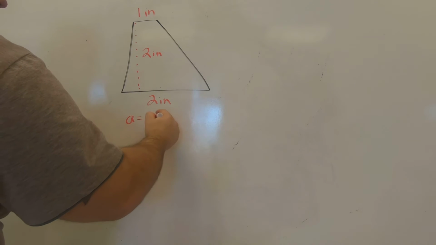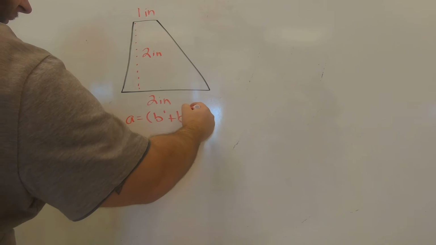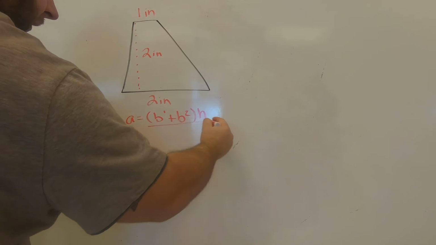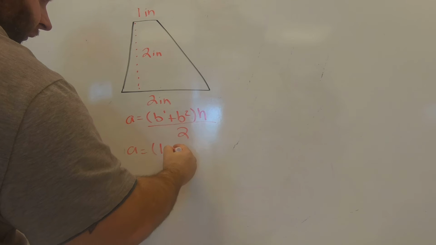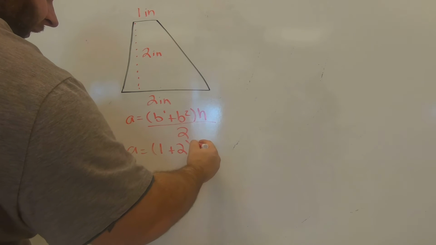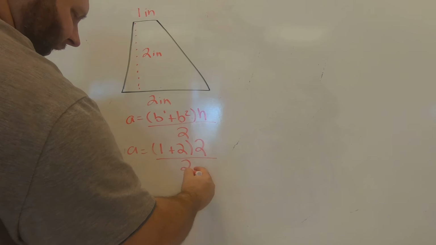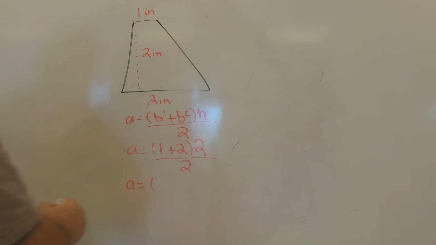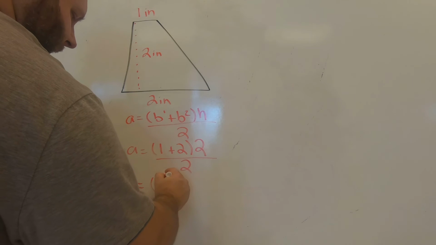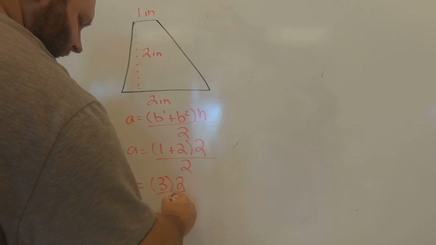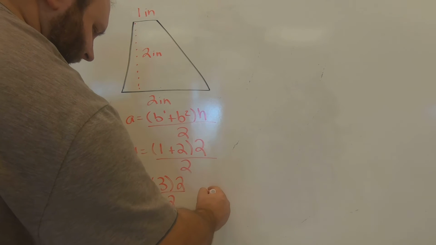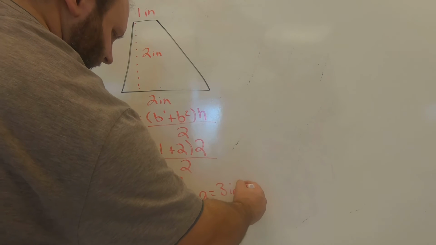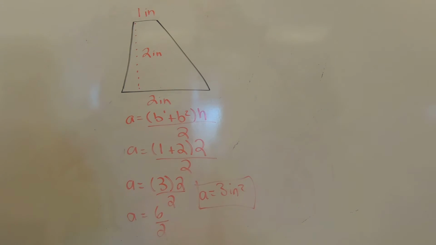Area equals base 1 plus base 2 times the height divided by 2, okay? Base 1, we'll say is 1. Base 2 is 2. The height is 2, and we'll divide by 2. A lot of 2's in this number. Now, 1 plus 2 is just 3, and I'm just going to fill in the rest. 3 times 2 is 6, and 6 divided by 2 is 3 inches squared. So the answer to this area of a trapezoid is 3 inches squared.